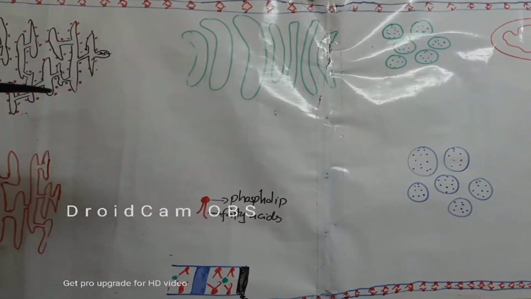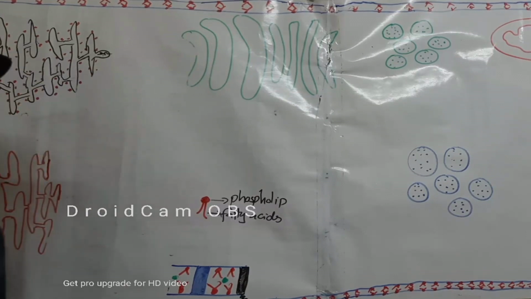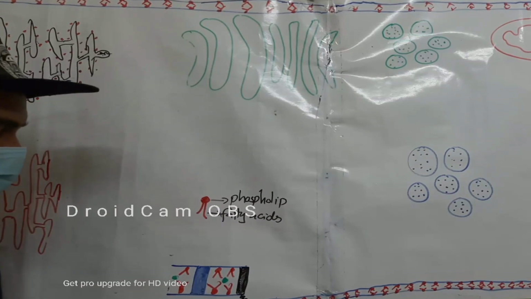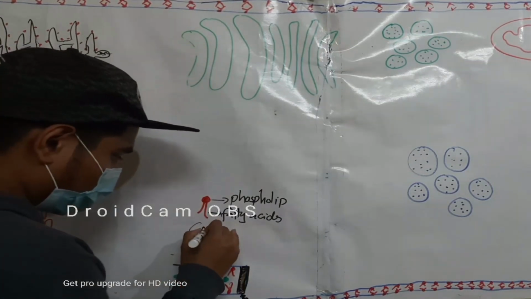The cell membrane acts as a barrier which allows the entry of substances inside the cell. These are selectively permeable, which do not allow almost every substance to enter into the cell. They selectively allow substances to enter into the cell. These contain some carbohydrates.